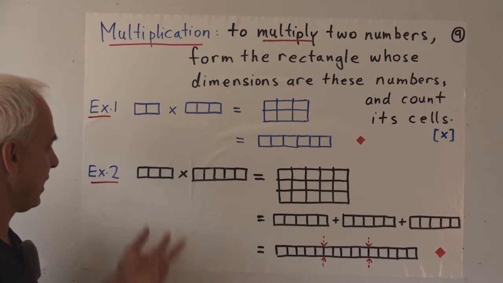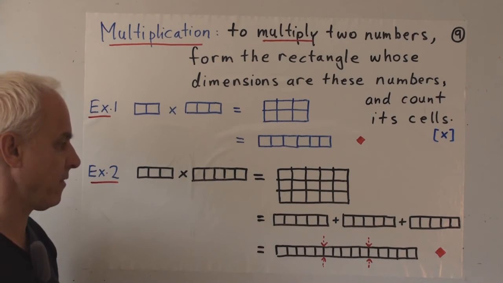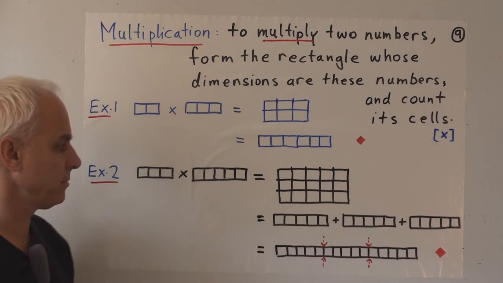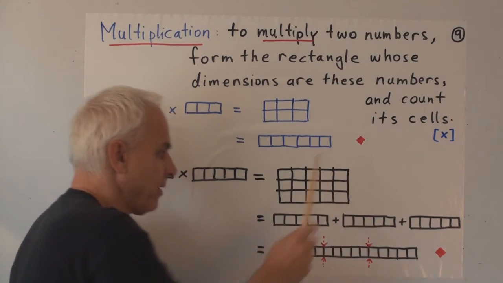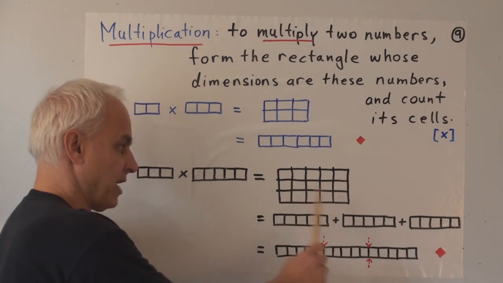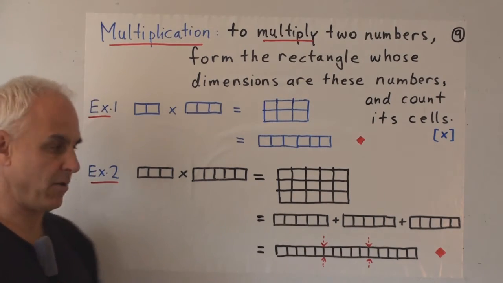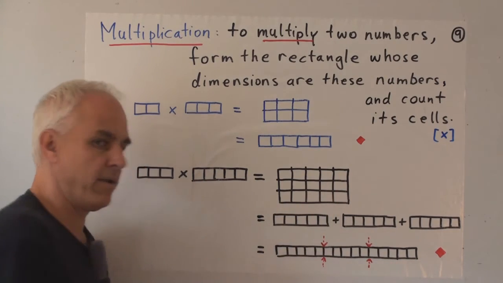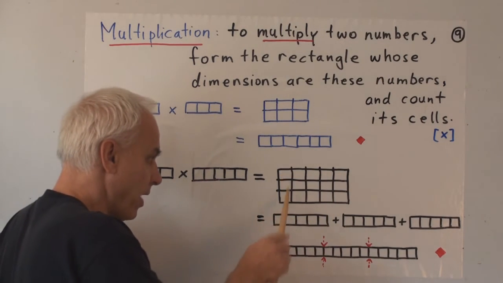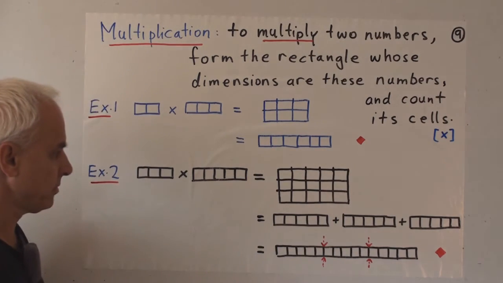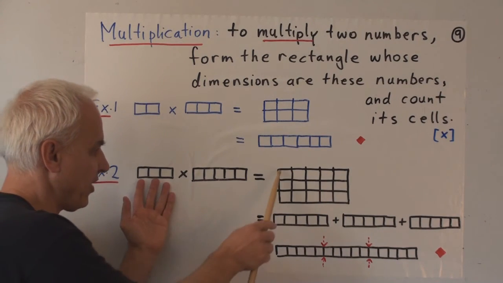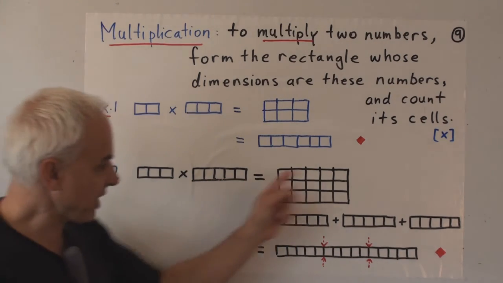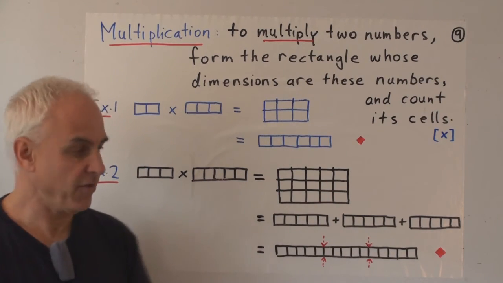Here's another example. Let's multiply 3 times 5, or in our language, 1, 1, 1 times 1, 1, 1, 1, 1. So we make a rectangle which has 3 rows and 5 columns, a 3 by 5 rectangle. Or in our kindergarten language, which has 1, 1, 1 rows and has 1, 1, 1, 1, 1 columns. So the rows are matched up with this number, the columns are matched up with this number. And now we have to count the number of cells in this thing.